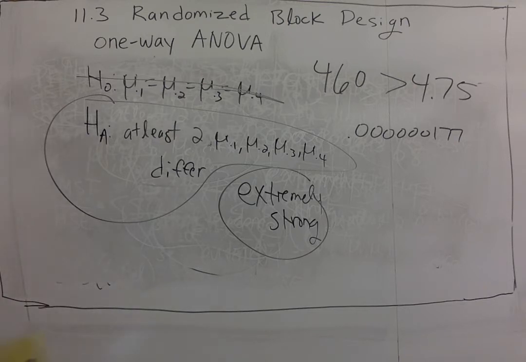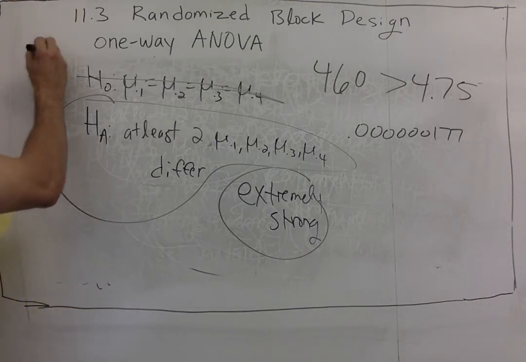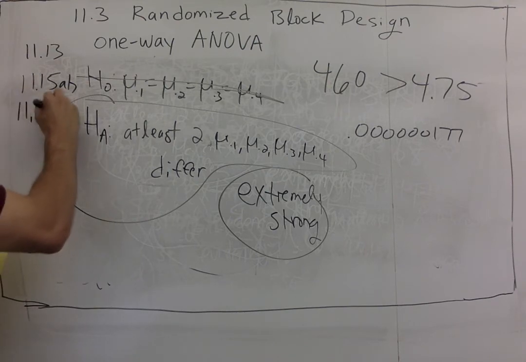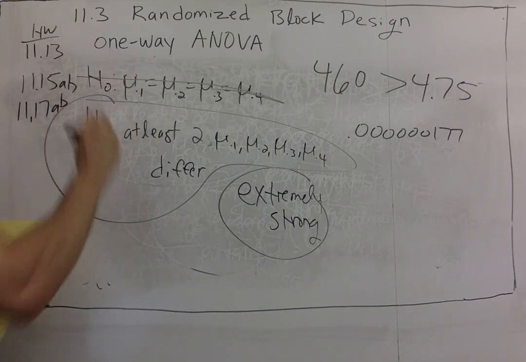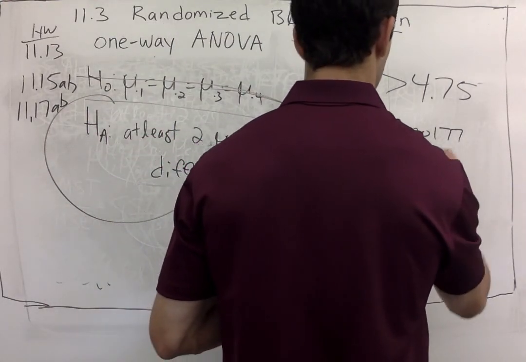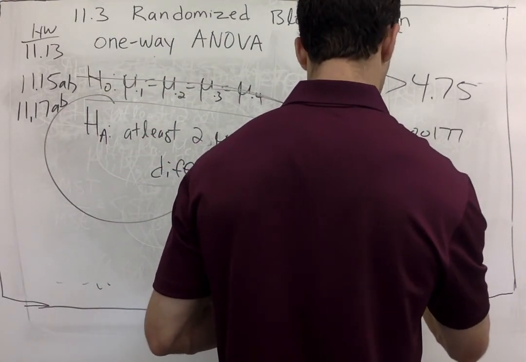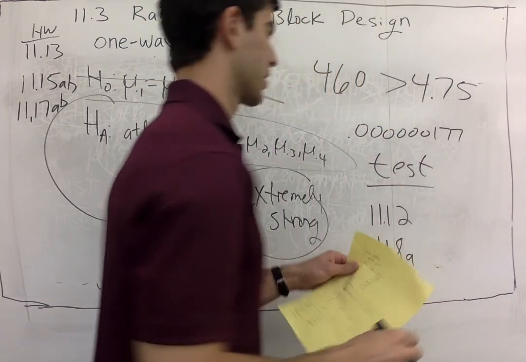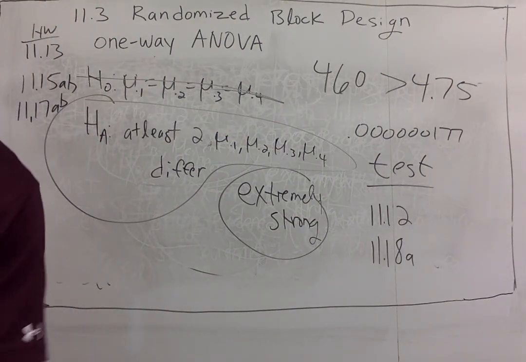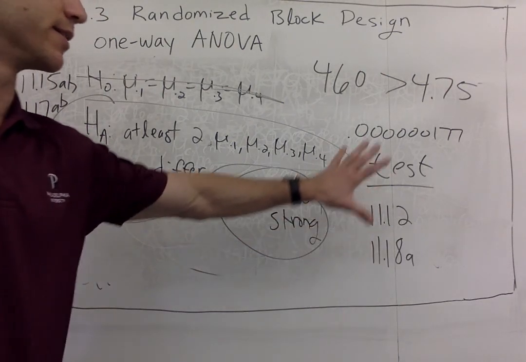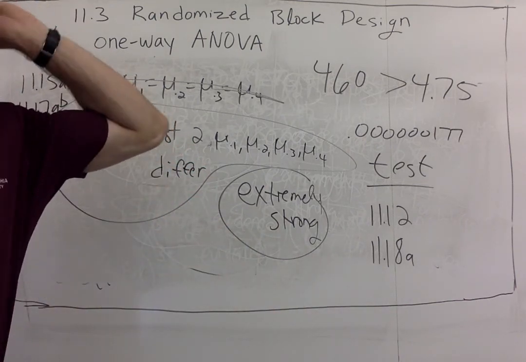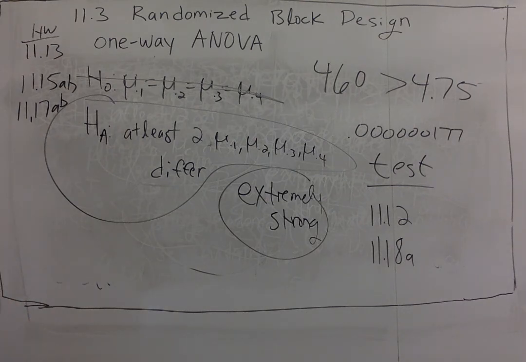Homework: 11.1.3, 11.1.5 A and B, 11.1.7 A and B. The test problems are 11.1.2 and 11.1.8a. These test problems will be due on your last test of the year. The test I mentioned last Thursday does not cover this material, but you can begin working on these for the final test that will be due at the end of the year. That is what we're going to cover for randomized block design.